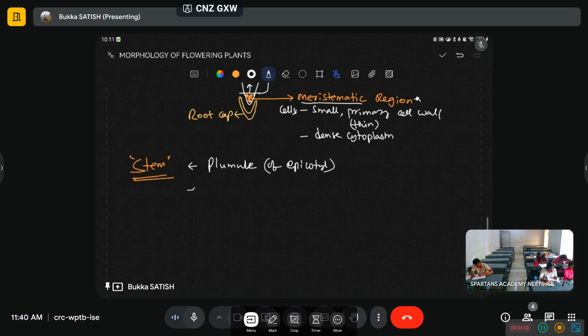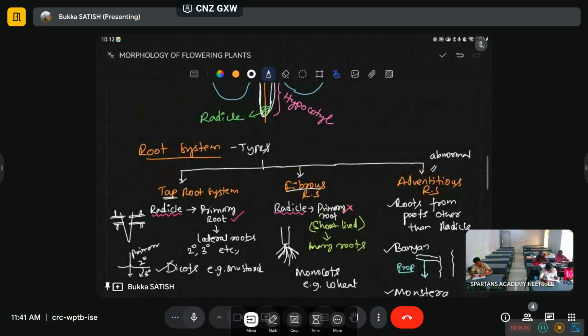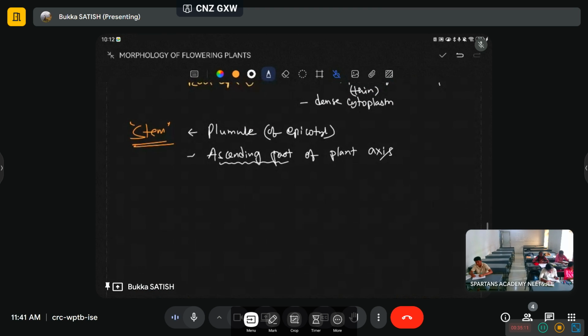Right. Next, the ascending part of the plant axis. Now, as you know, in the plant axis, this is the one which is growing upwards. Therefore, it is the ascending part of the plant axis. Whereas the root, though we haven't written it here, is the descending part of the plant axis, whereas this one is the ascending part. Right, next.